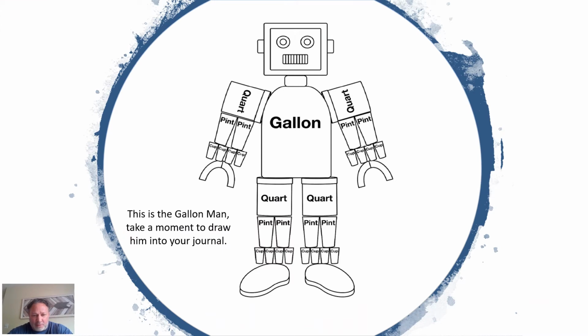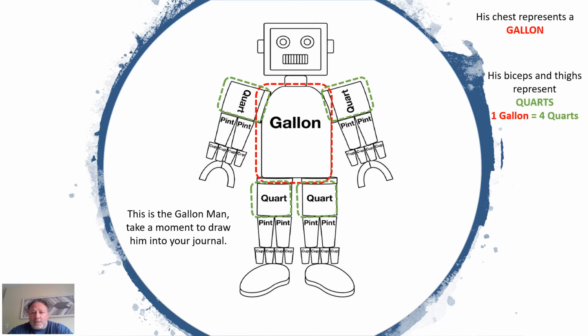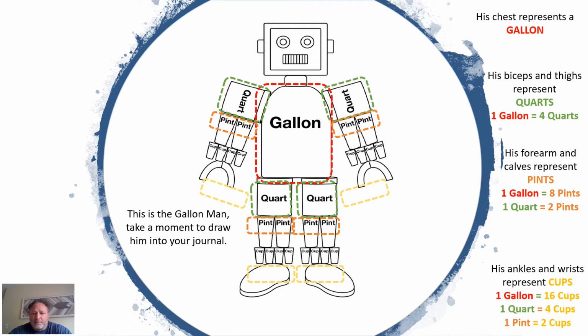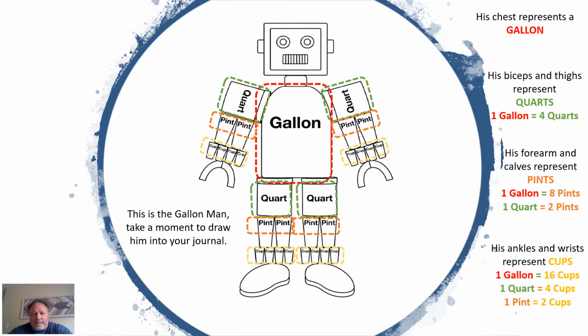This is a kind of a review from last year too. We did this, the Gallon Man. So you should remember that his chest represents a gallon. His bicep and thighs represent quarts. So 1 gallon equals 4 quarts. You can see them with the green, the 4 quarts. His forearm and calves represent pints. So 1 gallon equals 8 pints, and 1 quart equals 2 pints. His ankles and wrists: 1 gallon will equal 16 cups, 1 quart equals 4 cups, and 1 pint equals 2 cups.